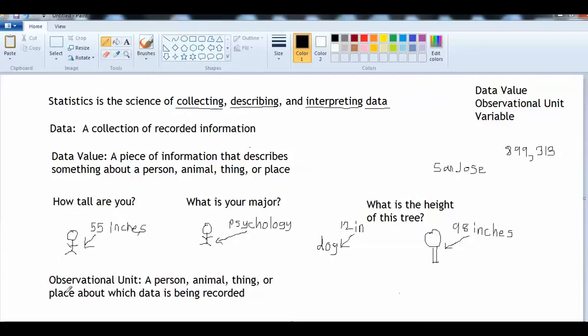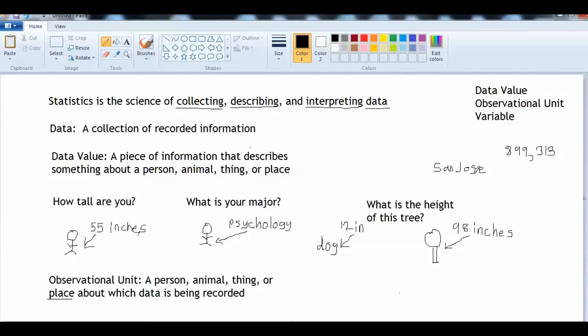Well, what I'm meaning is, if we decided to record the population of San Jose, and that's the data value that we're recording, then San Jose would be our observational unit, because San Jose is the place that we're recording data about. We're recording data about San Jose, so San Jose is our observational unit.